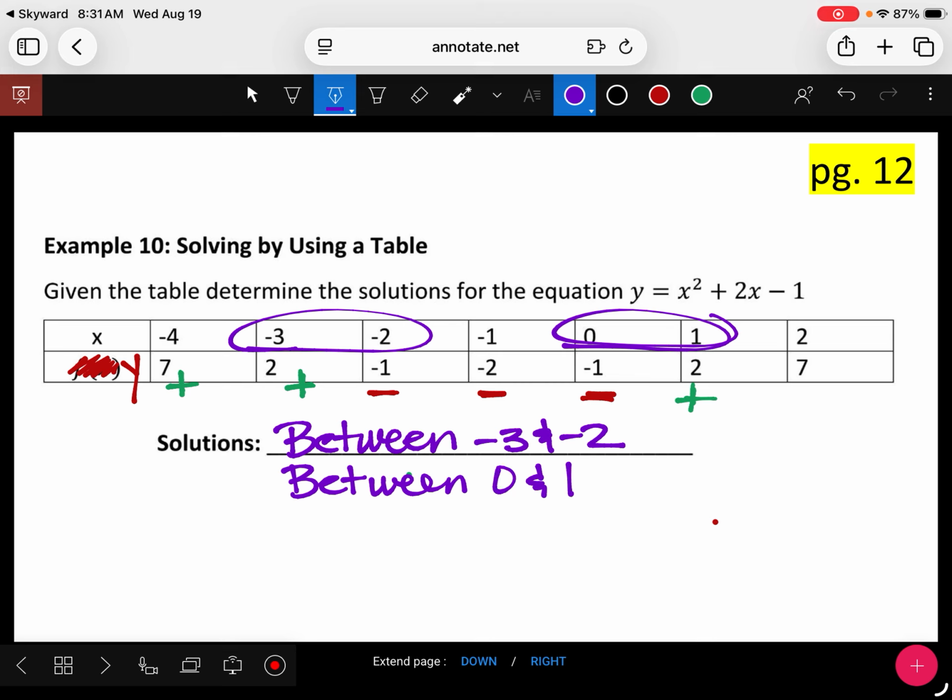Yes, Sandra? Is your solution always going to be on your x? Yes, that's a good question. Solutions are always the x values. Solutions are x-intercepts, x values. It is never y. Good question.